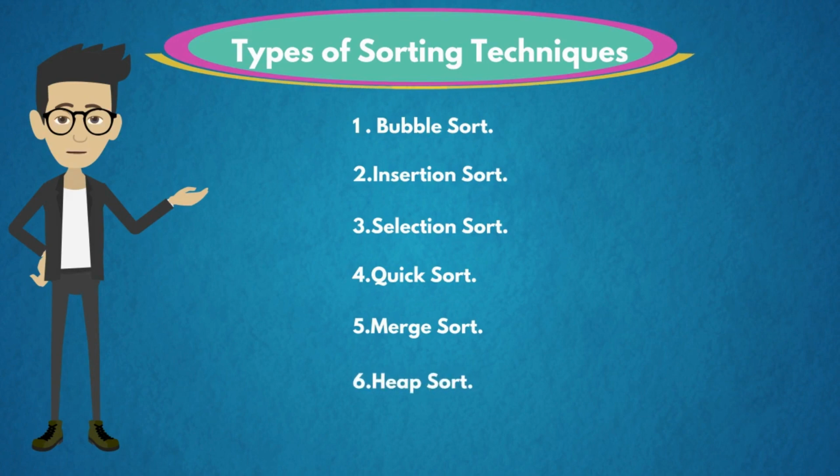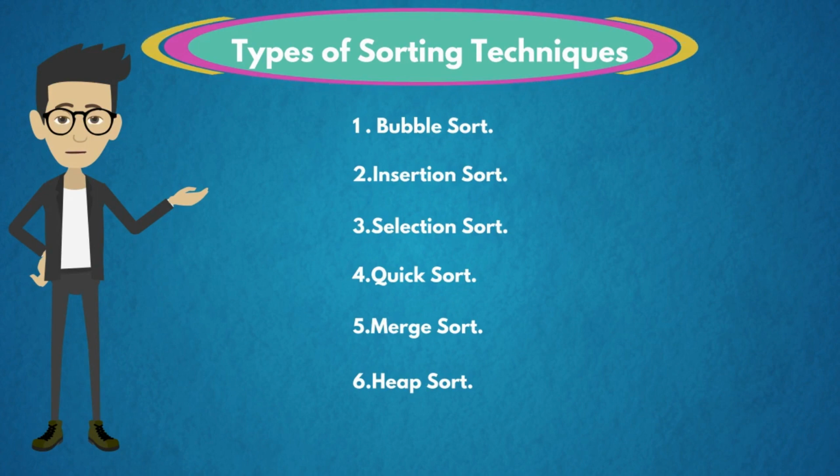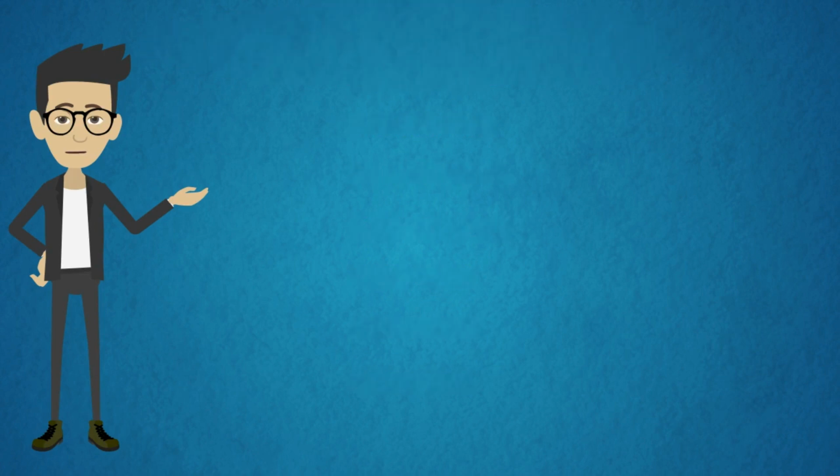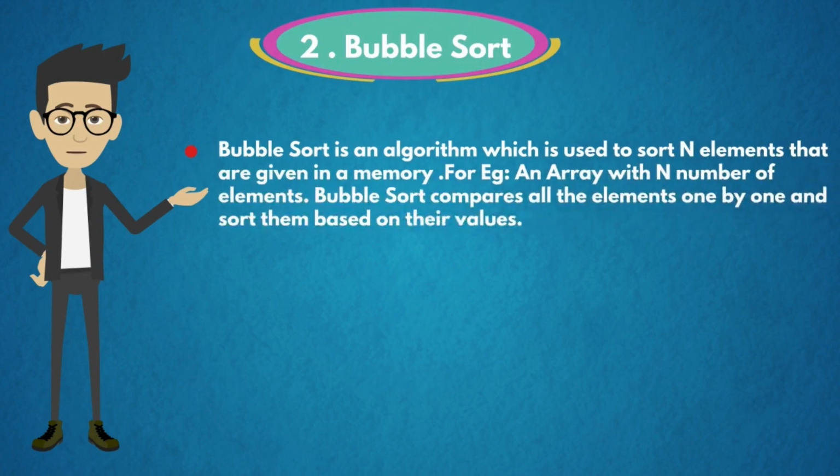And the sixth one, heap sort. A sorting algorithm that works by first organizing the data to be sorted into a special type of binary tree is known as heap sort. Now we are going to discuss in detail each sorting technique. Bubble sort. Bubble sort is an algorithm which is used to sort n elements that are given in memory, for example, an array with n number of elements. Bubble sort compares all the elements one by one and sorts them based on their values.